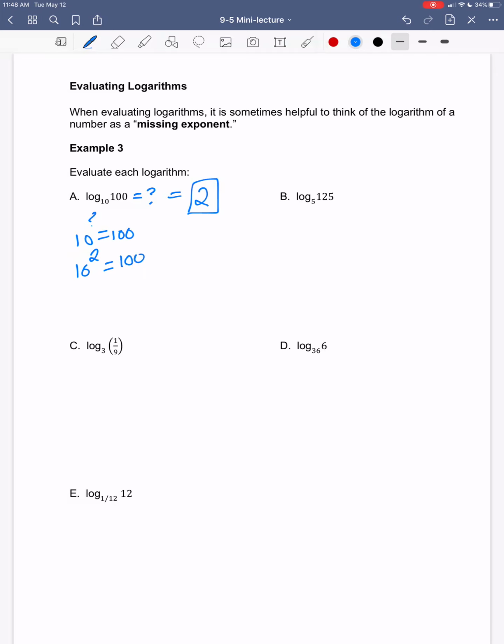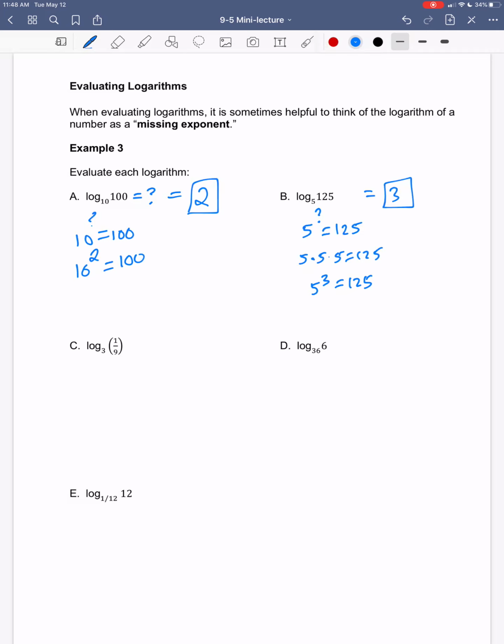So over here, again, this is really saying 5 to what power equals 125. Well, I know 5 times 5 times 5 is 125. So that's 5 to the third power equals 125. So the log base 5 of 125 is equal to 3.